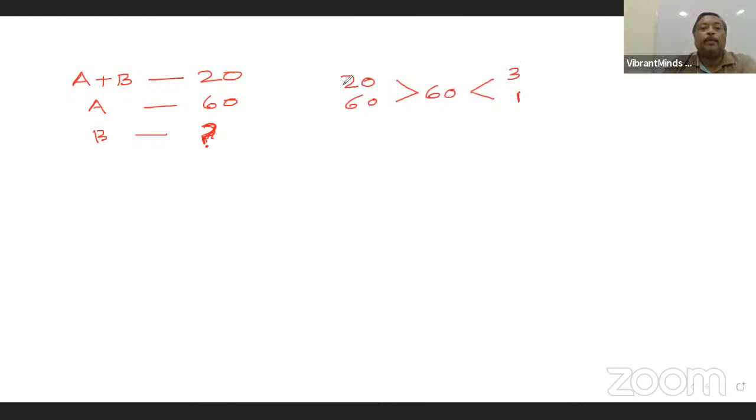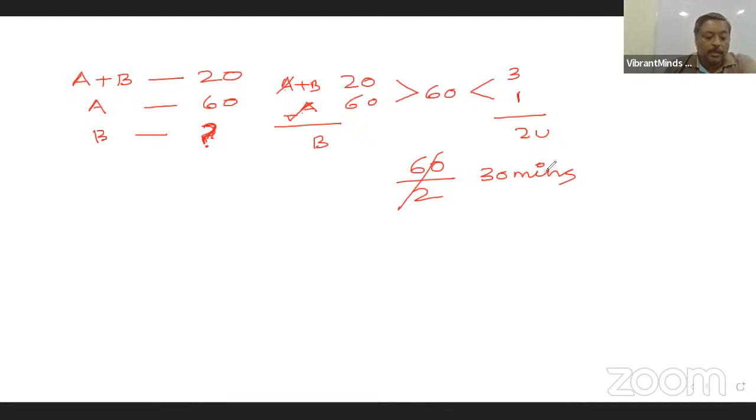Now, A plus B. This is your A plus B, and this is your A. How do you get B out of here? So you subtract this from this. What you will get here is A cancel B, and what you will get here is 2 units. So B's time will be 60 by 2, and that is 30 minutes. Is it clear now?